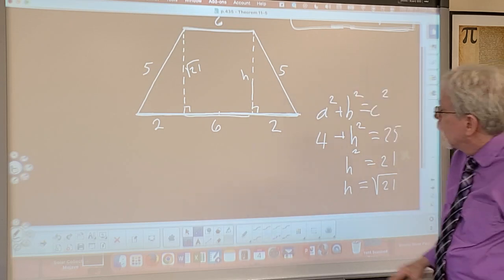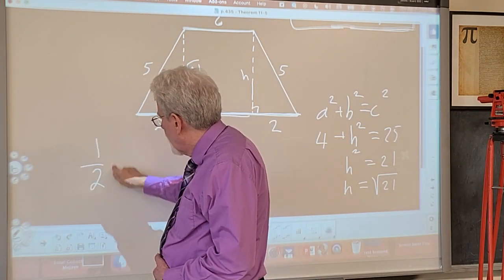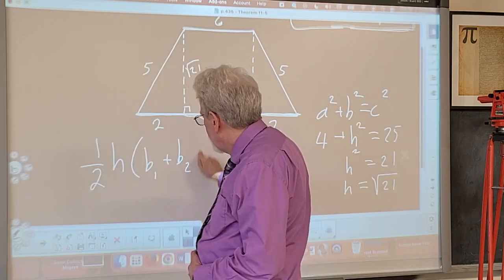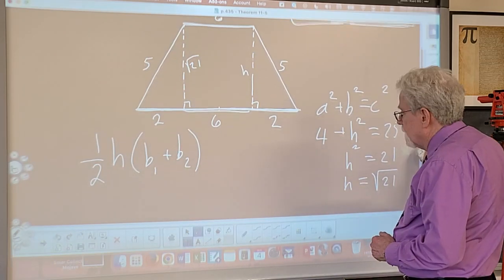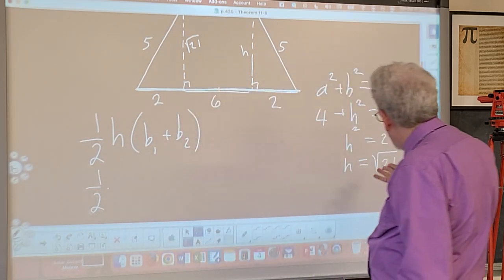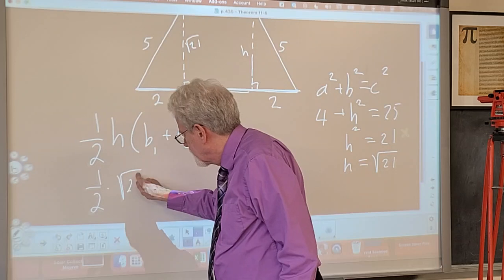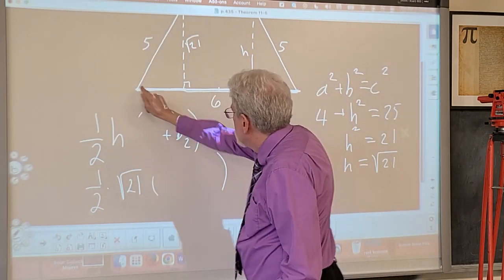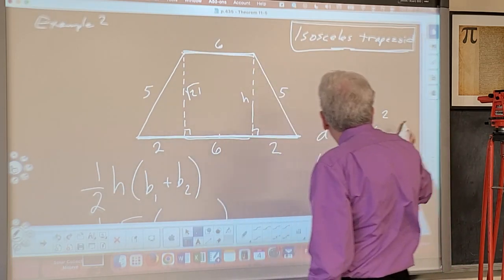So now, what's the formula for the area of a trapezoid? 1/2 times the height times b1 plus b2. Just plug in the numbers and see what happens. So we have 1/2 times the height, which we just discovered is square root of 21, times the sum of the bases. That's 10 plus 6. That's 16.